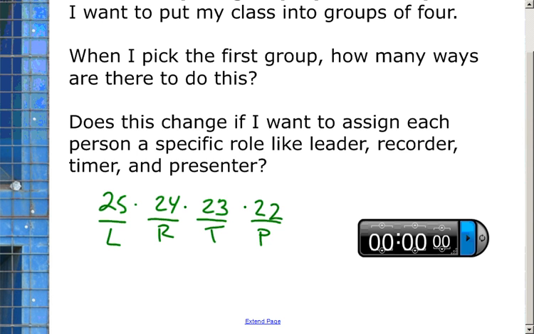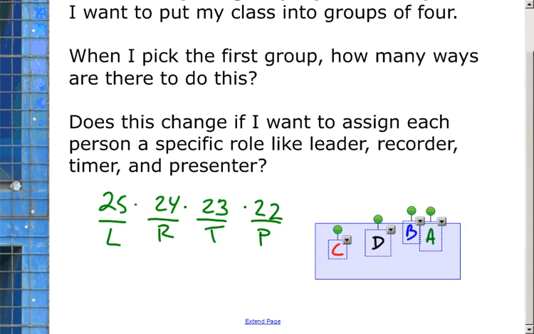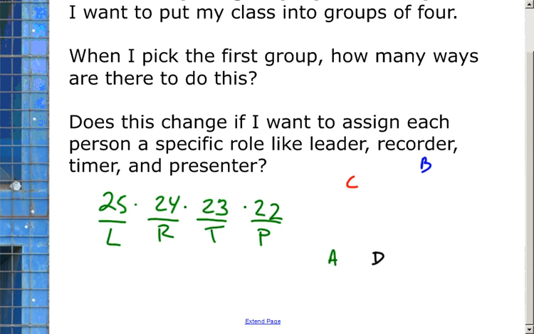So for example, if I have student A, student B, student C, student D, if I'm picking from all of them, it wouldn't really matter if I pick D first and then C and then B and then A, because they're all together in a group. Likewise, if I had picked this person first, then this person, then this person, and this person. Or if I had picked him first, her second, third, fourth. Because if it's just a group, as long as they're all together, that's all that matters.